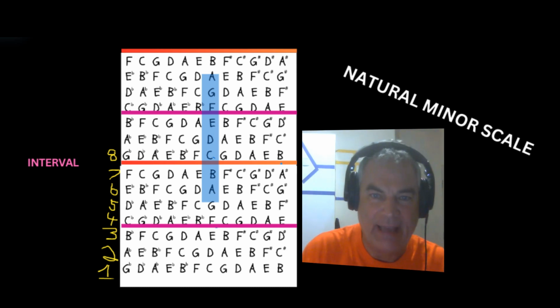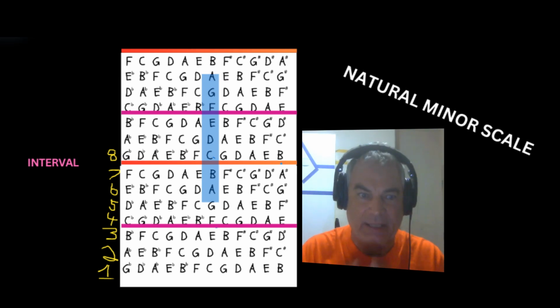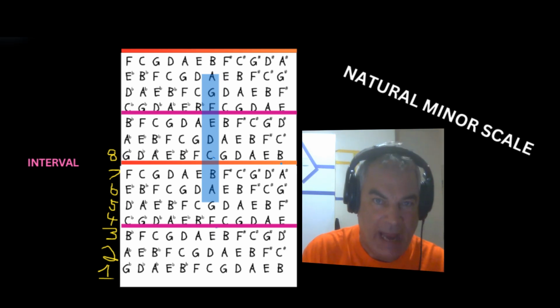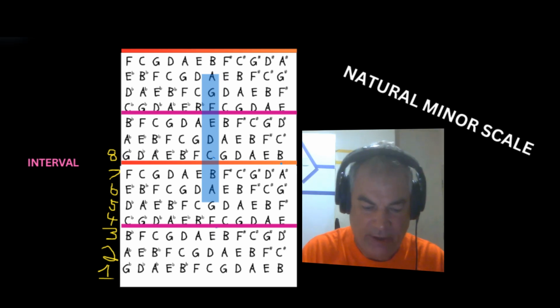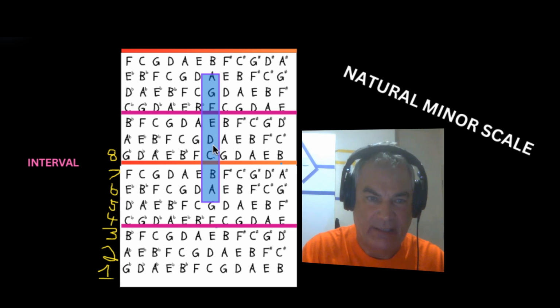And that is a natural minor scale. And music, being logical, means that on the 6th degree of every major scale lives the natural minor scale. So it starts on A, B, C, D, E, F, G, A. So it's a beautiful natural minor scale starting on the 6th degree.